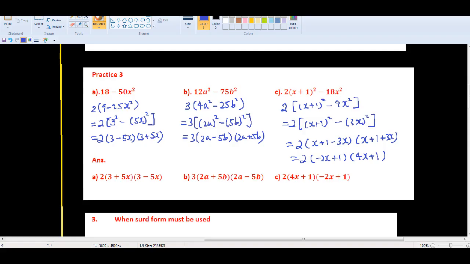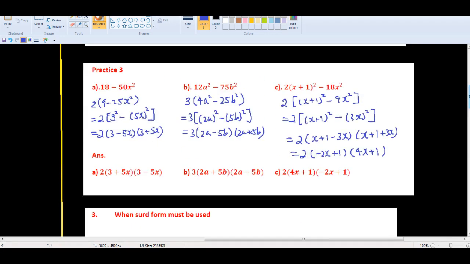So let's see. For the first one, you need to take out 2. For the second one, take out 3. For the third one, you need to take out 2 again. The third one's a bit special because you got a binomial square, but you just do the same thing, right? That's it.